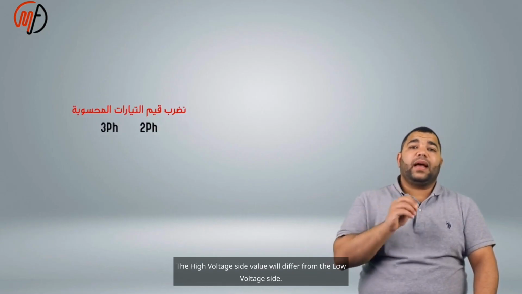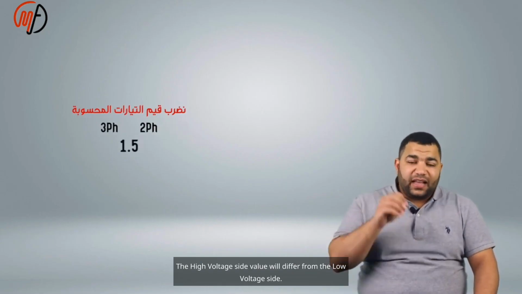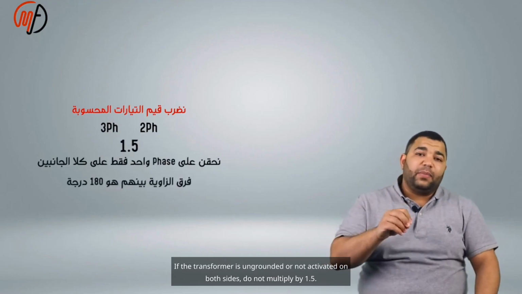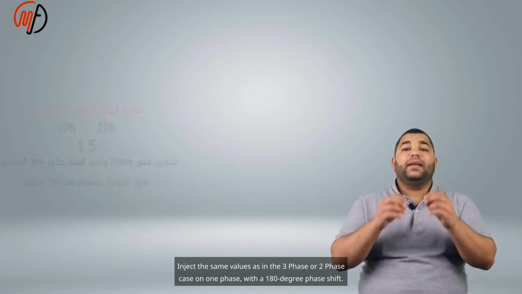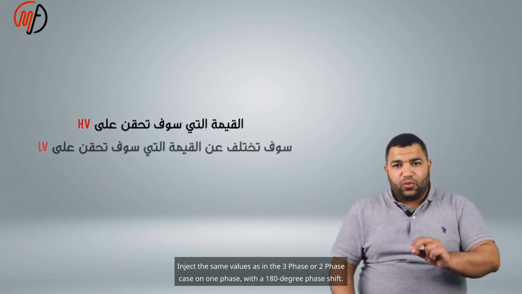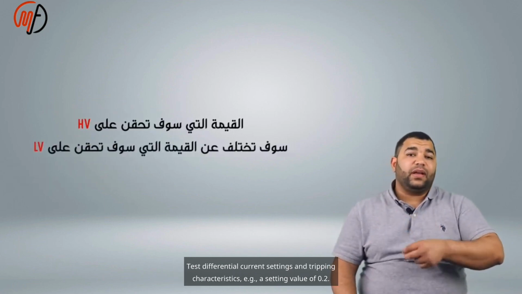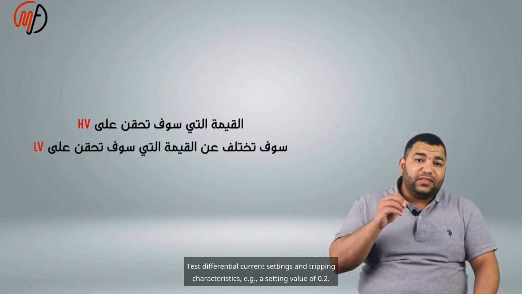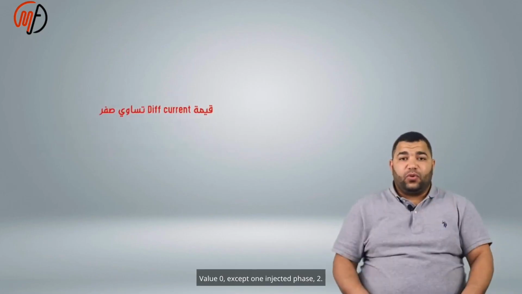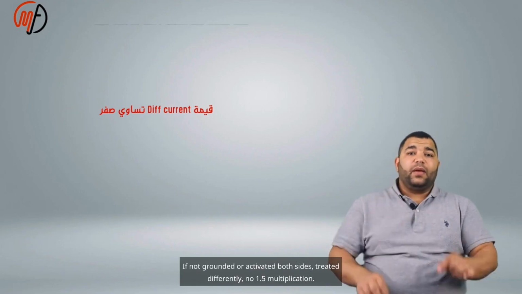The high voltage side value will differ from the low voltage side. If the transformer is ungrounded or not activated on both sides, do not multiply by 1.5. Inject the same values as in the 3-phase or 2-phase case on one phase with a 180-degree phase shift. Test differential current settings and tripping characteristics, e.g. a setting value of 0.2. Value 0, except one injected phase 2, if not grounded or activated.